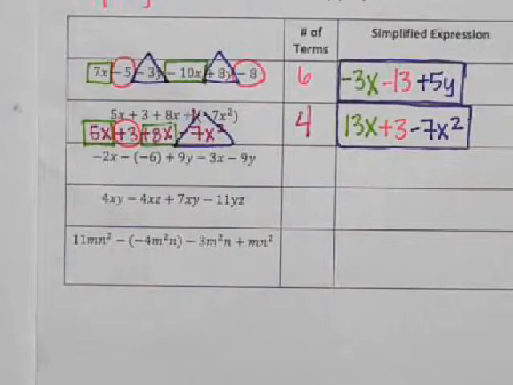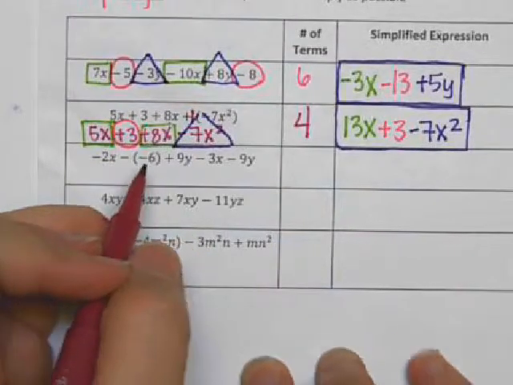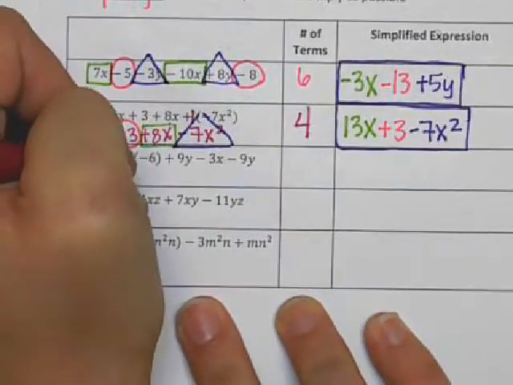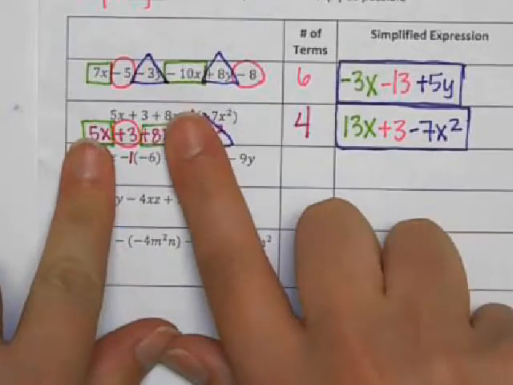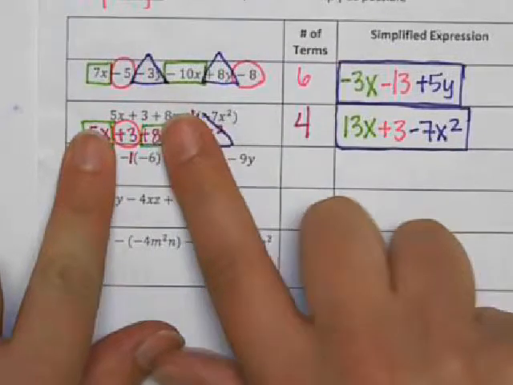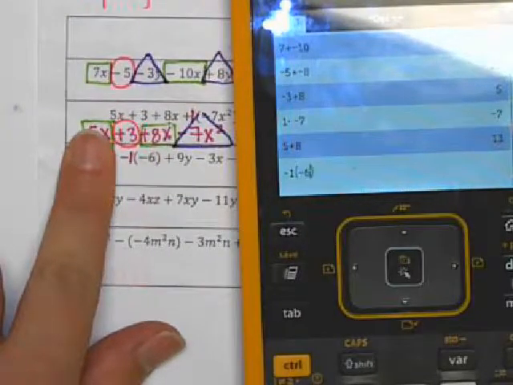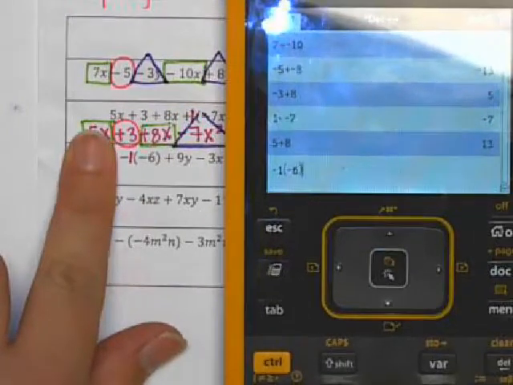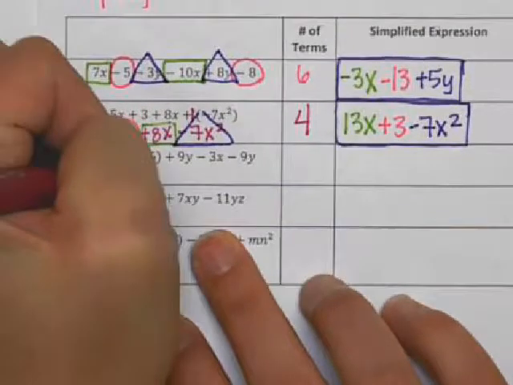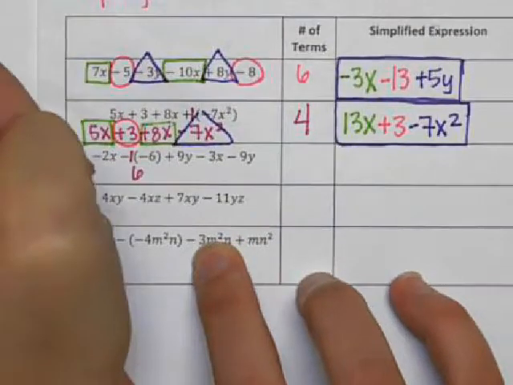Next problem. First, before I can combine, I've got to get rid of my parentheses. And you guys know parentheses means multiply. So this is really a 1 out here. And when I multiply, I'm going to multiply -1 times -6. So in my calculator, -1 times -6 will give me +6. So I'm going to write a +6 right underneath it. And I'm going to bring everything else down.